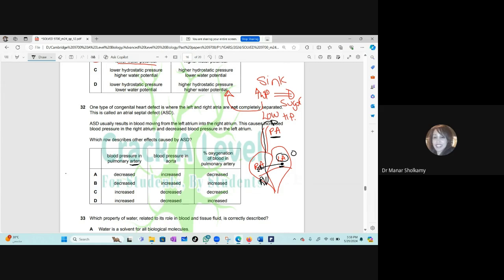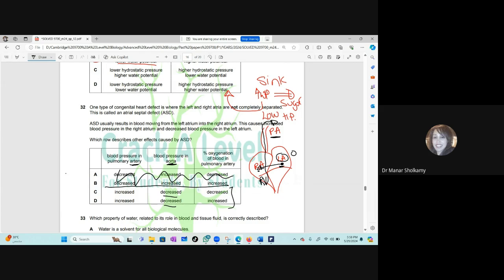Increase. Increase. So it is either C or D, okay? We will exclude A or B. Now the blood pressure in the aorta will increase or decrease? They actually decrease, both decreased. Are you with me, Farouk? Yes. Because blood moved from the left atrium to the right atrium. It should not do that, but this is what happened.